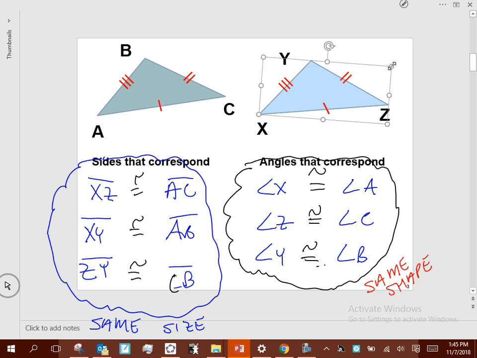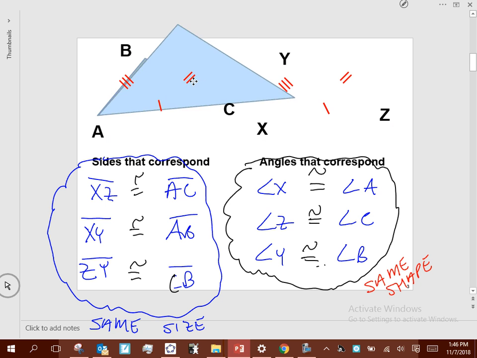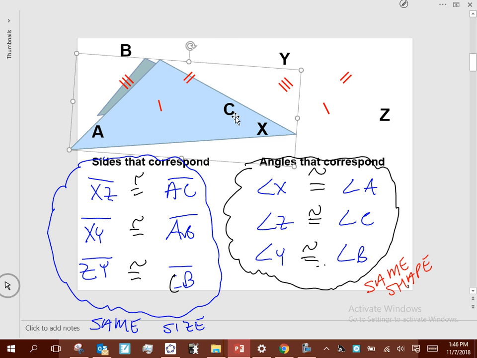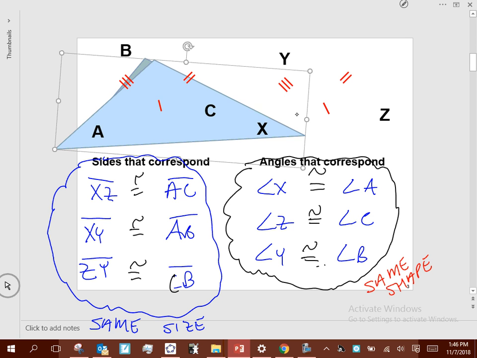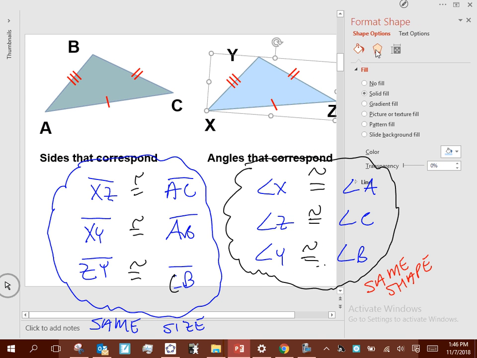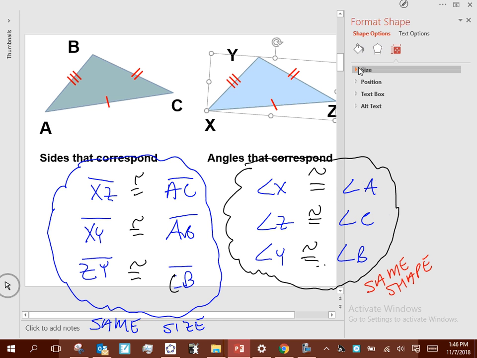But if I do something like this, okay, now let's say I kind of messed up the angles a little bit, see if I can fix them. Actually, let's see. I wonder if there's a dilation tool here I can use. Size.